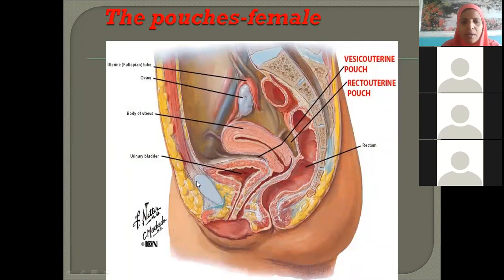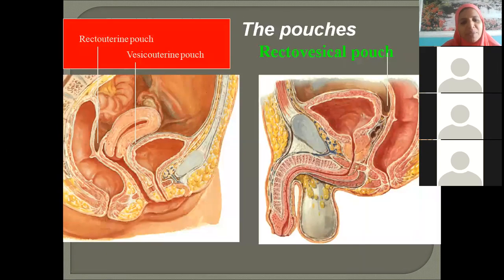Okay. Yes. You have seen this from the right side, the other thing you have seen from the left side. Same thing. What is the name of this pouch between the urinary bladder and uterus? Vesico-uterine pouch. Then between these two? Recto-uterine pouch. Okay, this is the sagittal section of female pelvis or male pelvis? Male. Okay, then what is the name of the pouch here?